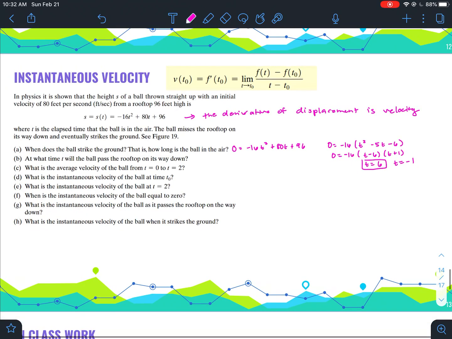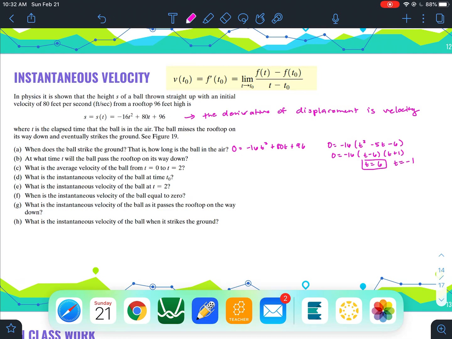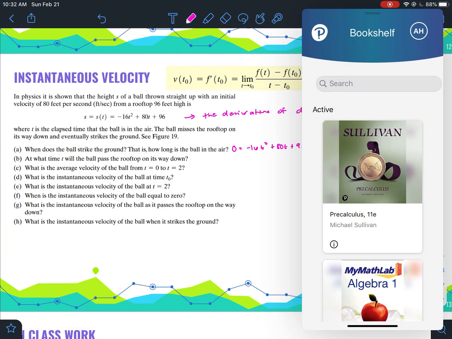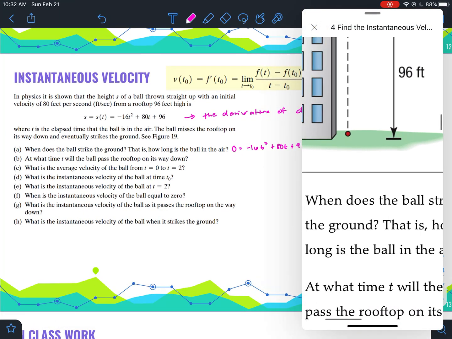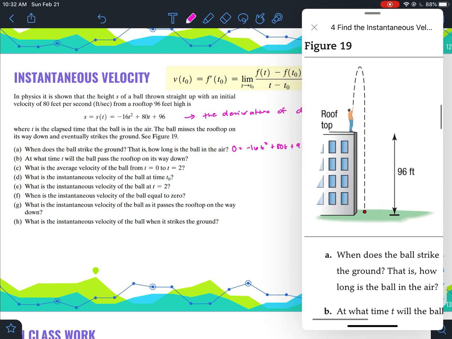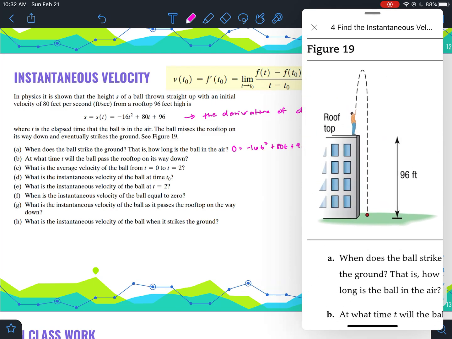At what time t will the ball pass the rooftop on its way down? Well, I apparently didn't include the picture for this problem, but here is the picture. So we have somebody standing on the rooftop and they throw a ball up in the air, and then it's going to make that arc, so the parabola looking shape, and then it'll eventually hit the ground after 6 seconds. But we want to know when the ball, after it's thrown up, will reach the rooftop height.